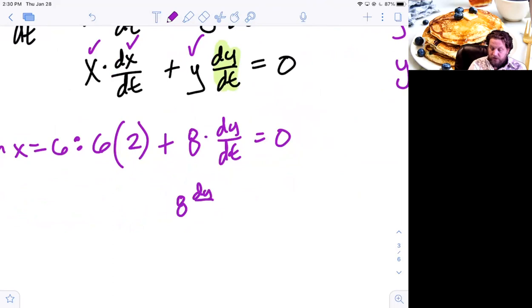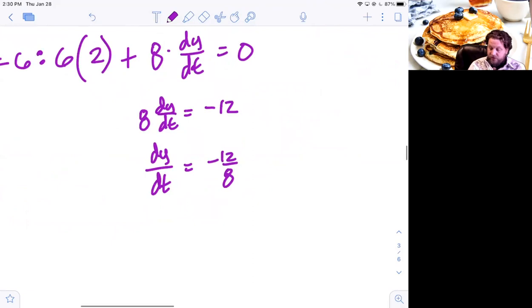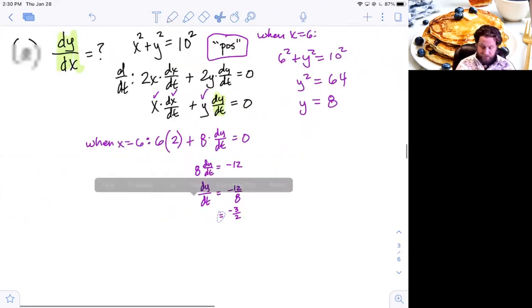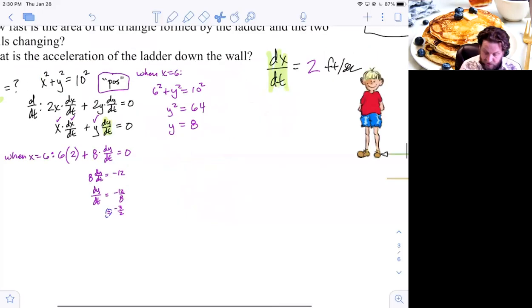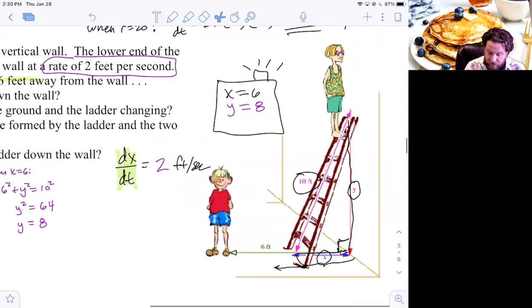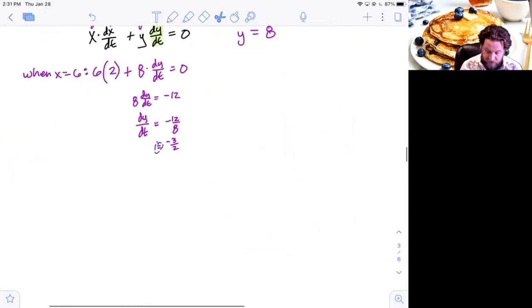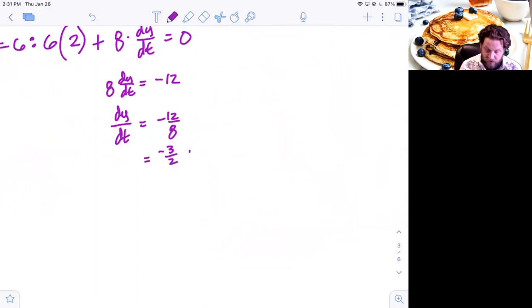So 8 dy dt equals negative 12. And if you divide through and solve for dy dt, you get negative 12/8, which simplifies down to negative 3/2. And if that's my final numeric answer, I better put units on it. So I'm going to come back up here again and see what they were. We're talking about feet and seconds, feet and seconds. So that's going to be units of y, which is feet, and seconds.